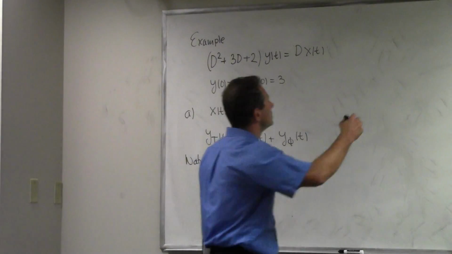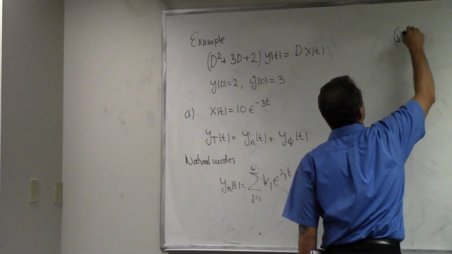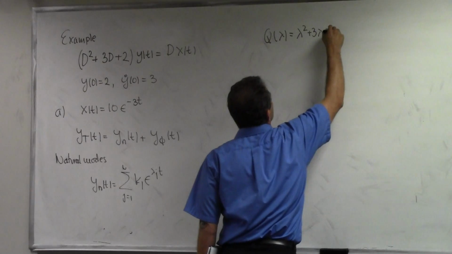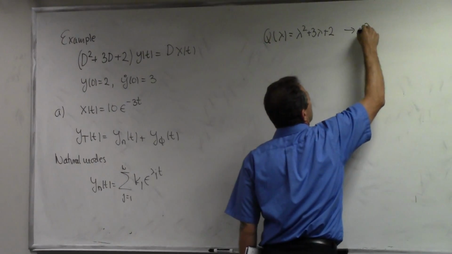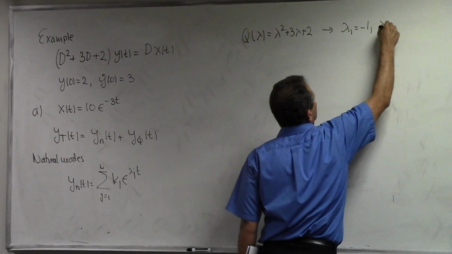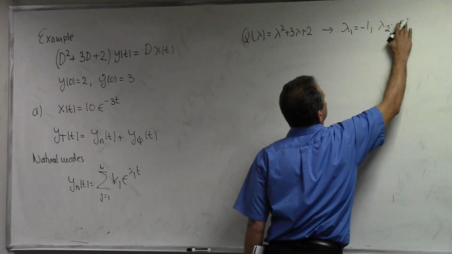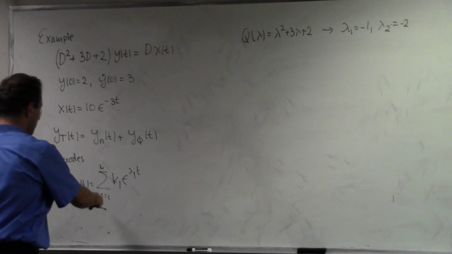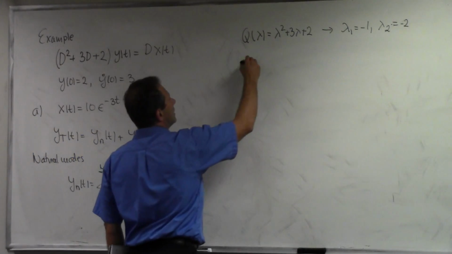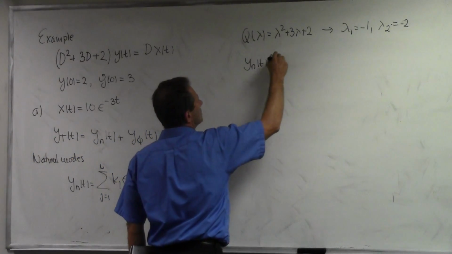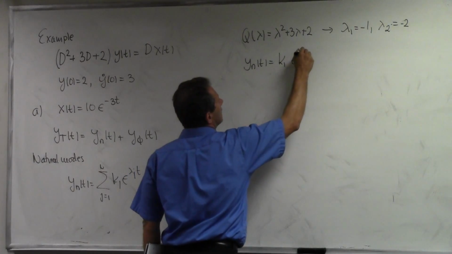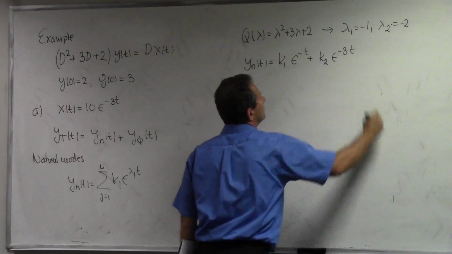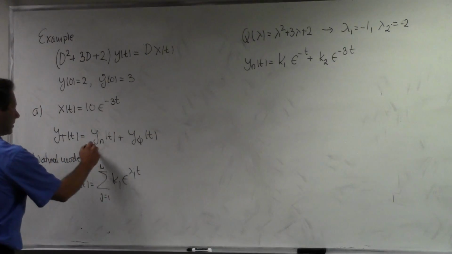So the characteristic equation here is q of lambda is equal to lambda squared plus 3 lambda plus 2. And you remember we solved it earlier. Lambda 1 is minus 1. Lambda 2 is minus 2. Okay? So I get the format of my natural response: y_n of t is going to be some k1 e to the minus t plus k2 e to the minus 2t. So I'm done with this part.